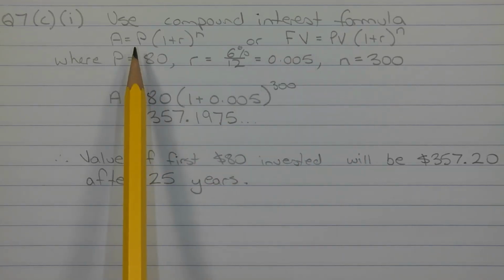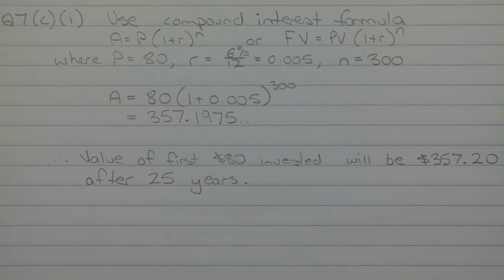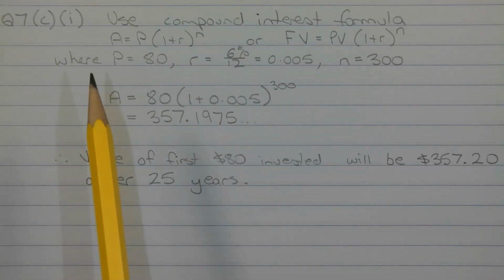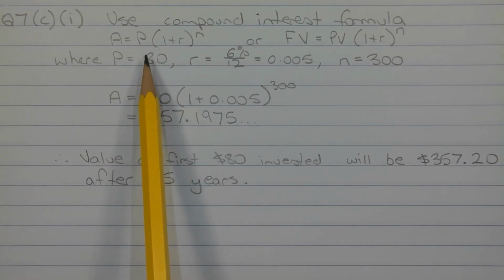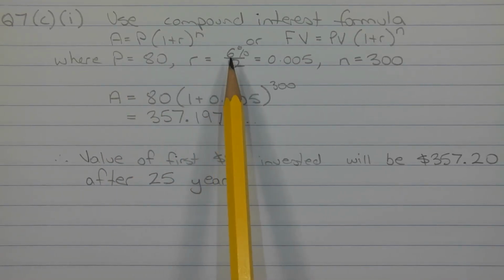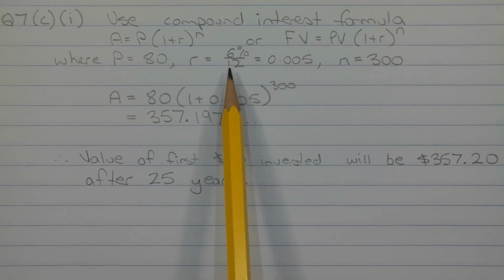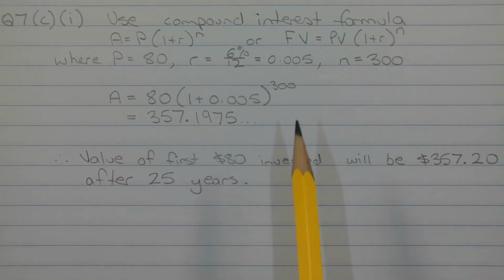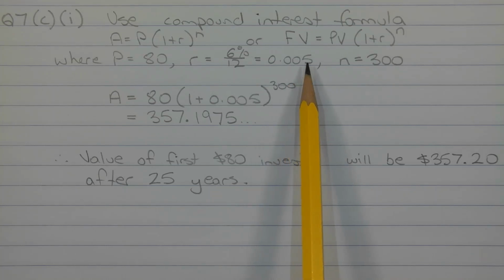So the present value, or P, represents the principal or the lump sum investment. A, or FV, future value, represents the value in the future, of course. R is the compound interest rate per period, and N is the number of compounding periods. Now in this case, P, or present value, is 80. The interest rate per period, R, is 6% per annum divided by 12 because it's compounded monthly. As a decimal, that's 0.005, and N is equal to 300, since there are 300 compounding periods over 25 years, and there are 12 compounding periods per year.